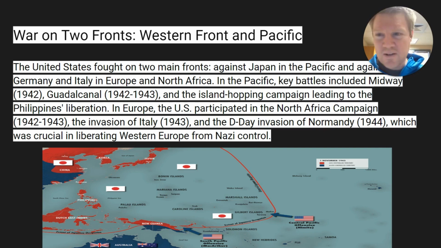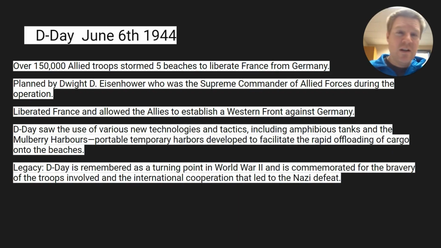Some of the major battles here, we have the Battle of Midway, as you can see on the map, Midway Island, and then a series of island hopping battles that occurred in this red territory here. The main invasion of Italy happened in 1943, so in southern Europe from North Africa. And then you have the invasion of Normandy in 1944. The battle was called D-Day, and the whole operation was called Operation Overlord. It occurred on June 6th, 1944.